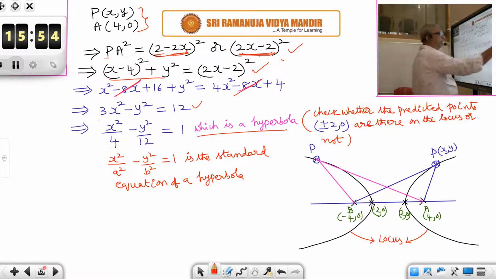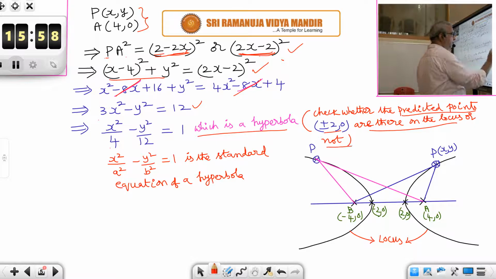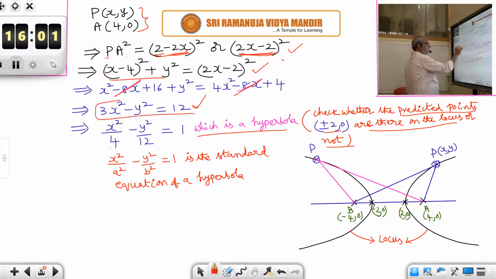Let us check whether the predicted points plus or minus 2 comma 0 are there on the locus or not. So what is the locus? This is the locus, 3x square minus y square equals 12. In this equation, in place of x put plus or minus 2. So 3 into 4, 12. Y is 0. So 12 minus 0, 12. So these 2 points are there on the locus.